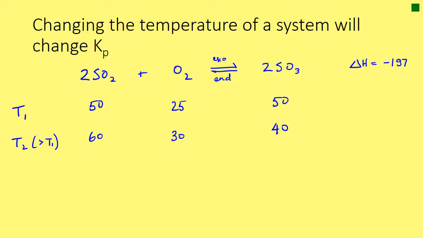And Kp, of course, is all about pressure. So let's consider the pressure or the partial pressures of each of these gases. So, of course, we've gone from 50 to 40. So the partial pressure of sulfur trioxide is, well, let me write that properly.